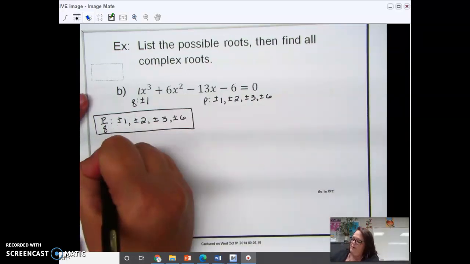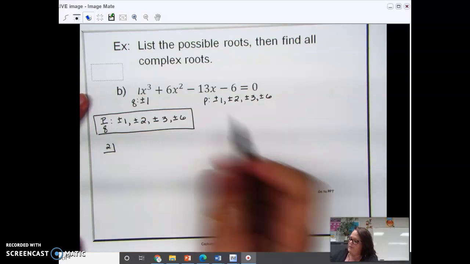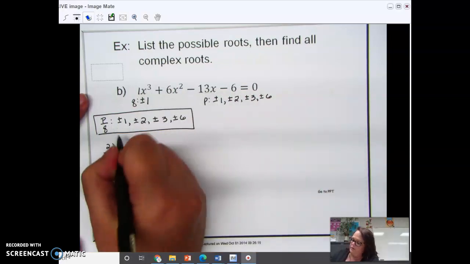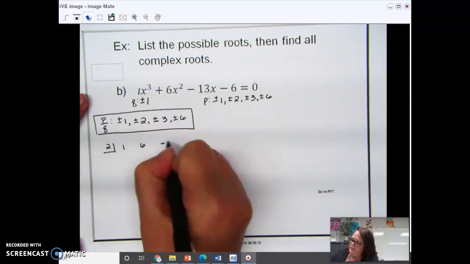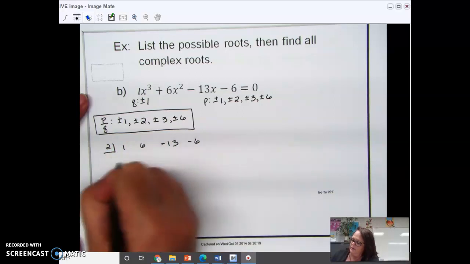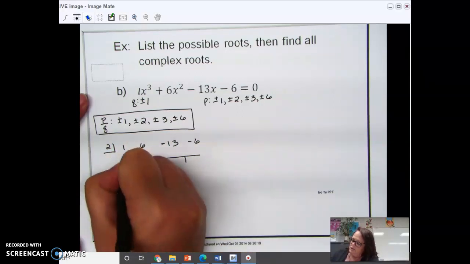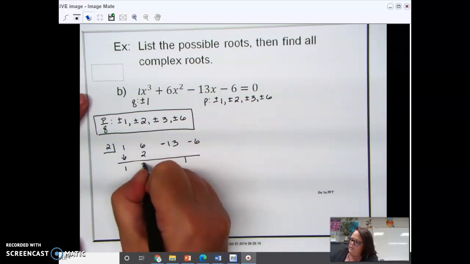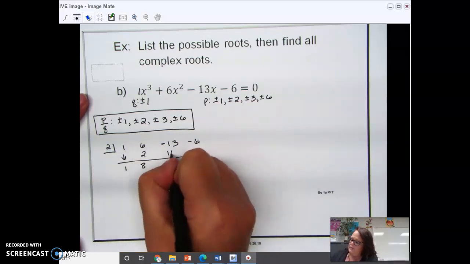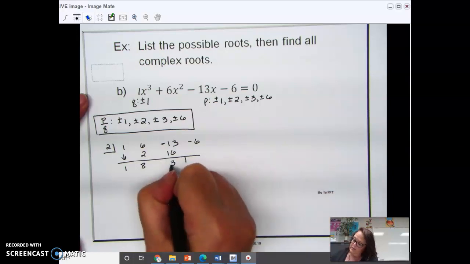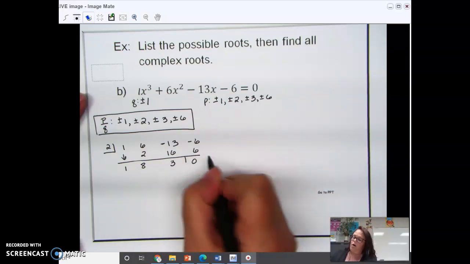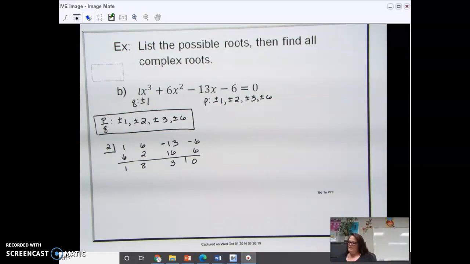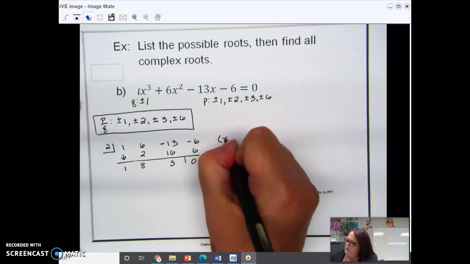So I don't know why, I'm going to pick 2. And then 3, 2, 1, 0, they're in perfect descending order. So I can put these numbers in here. So we've got drop the 1. 2 times 1 is 2. Their sum is 8. Times 2 is 16. Their sum is 3. Times 2 is 6. And oh my goodness, I found another perfect remainder of 0, meaning that x minus 2 is a factor of the function.